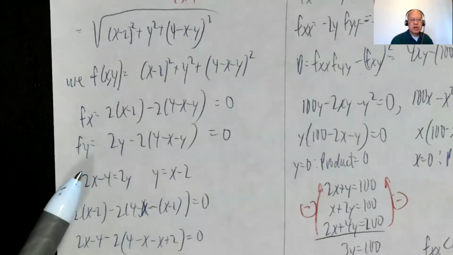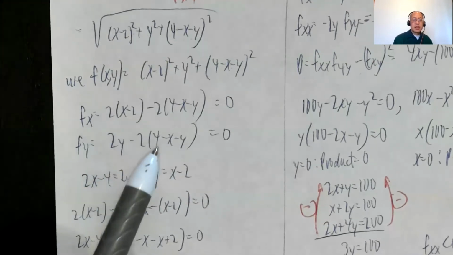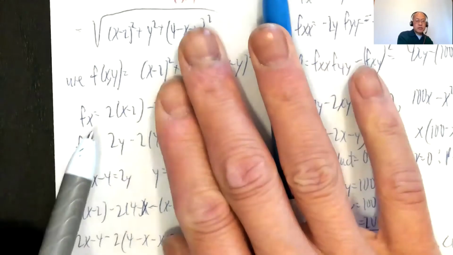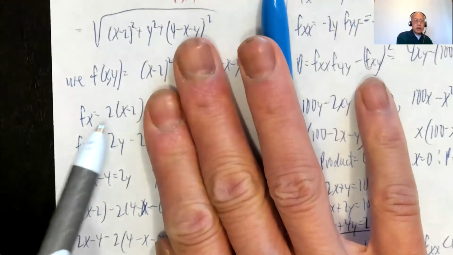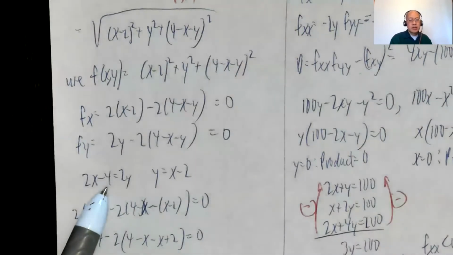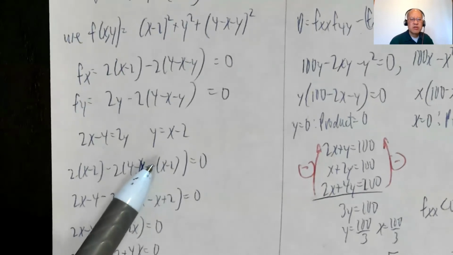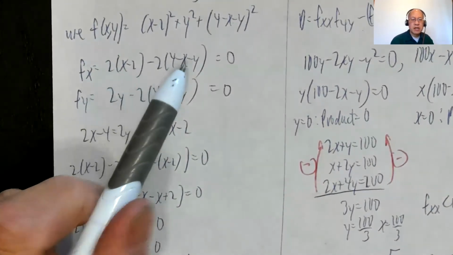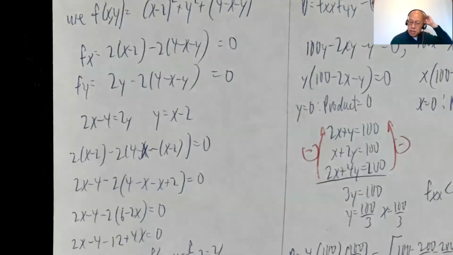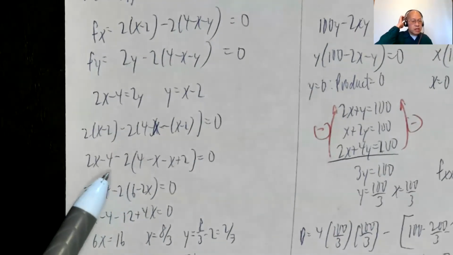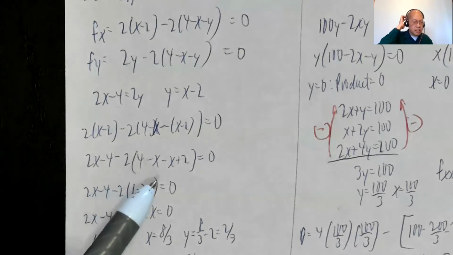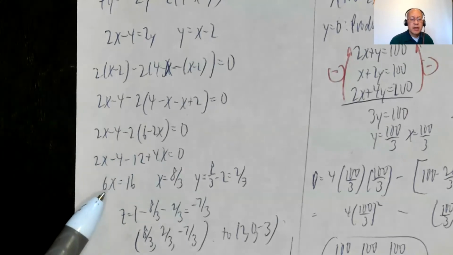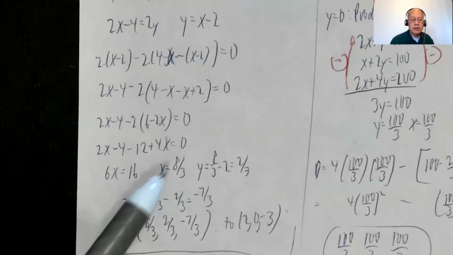Okay, so a little bit of algebra. Let's see. Looks like that's the same as that. Since that equals that, that forces these two to be equal. So 2x minus 4 has to equal 2y. A little bit of algebra, y equals x minus 2. So 2 times x minus 2 times 4 minus x minus parentheses x minus 2 equals 0. 2x minus 4 minus 2 parentheses 4 minus x plus 2 equals 0. Clean up all the algebra. 6x equals 16, x equals 8/3.